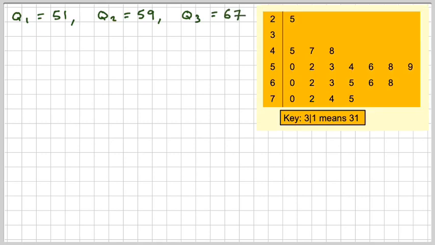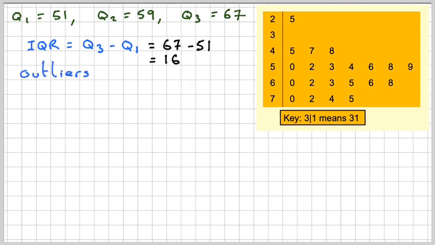Right, we're now in a situation where we can actually work out what the lower limit for the outliers is going to be. So first we'll need to work out the interquartile range. That's just Q3 minus Q1. A little correction there, so it's Q1. So it's going to be 67 minus 51, which is going to be 16.